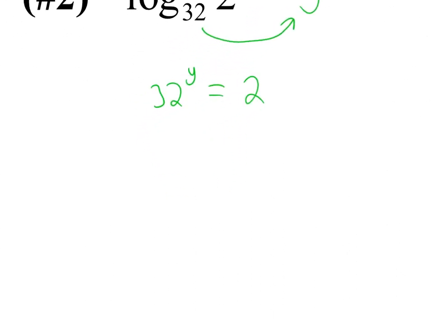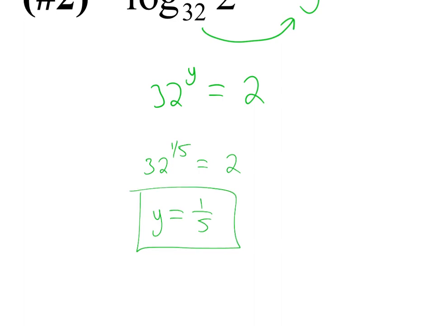So in this case, we have to do something a little bit tricky. This is actually going to be 32 to the 1/5 power, right? The 5th root of 32 equals 2. So in this case, y is going to equal 1/5. Okay? So sometimes, if it's a fraction exponent, it's going to be like a root. And if it's a whole number, it's going to be an exponent.